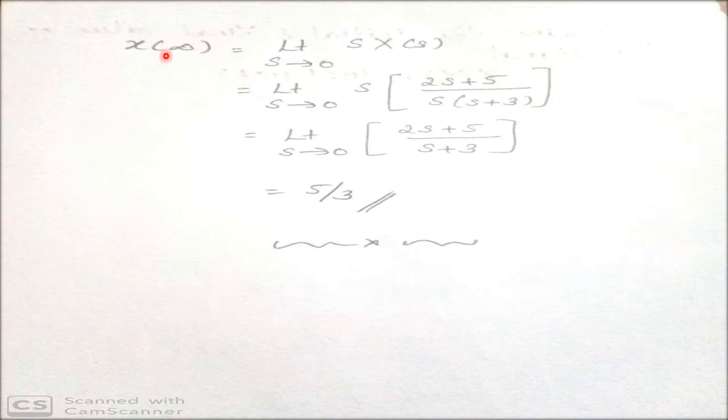Next we are going to find the final value. So x of infinity equal to limit s tends to 0. If you want to find the final value, you have to apply the limit as 0, s into X of s. Again you have to substitute the value of X of s. Now we have to apply the limit s tends to 0. So if we apply the limit s tends to 0, you will be getting 5 divided by 3. So this is the final value.